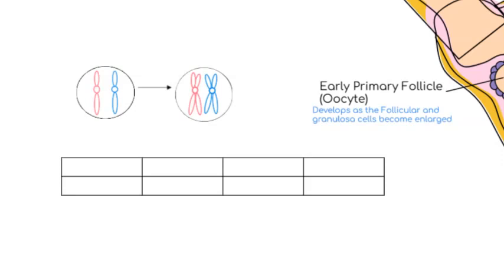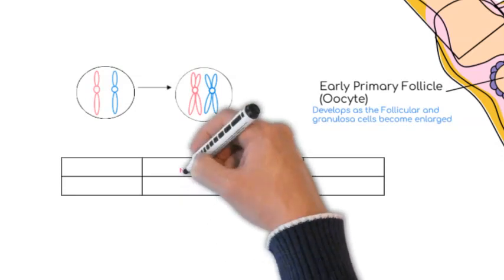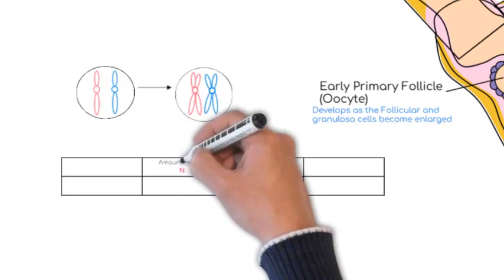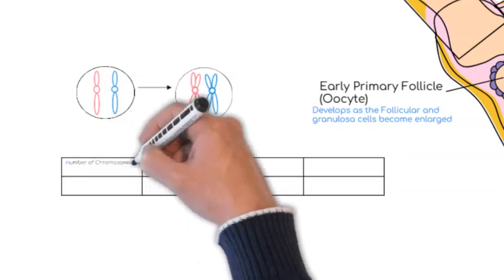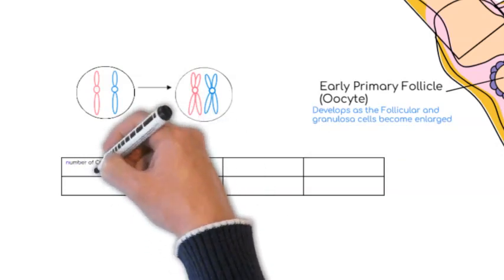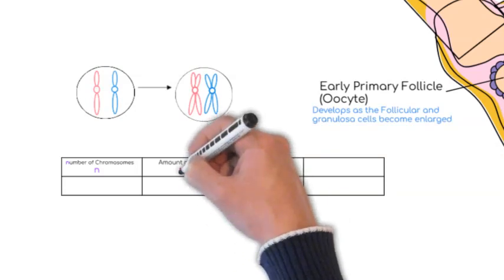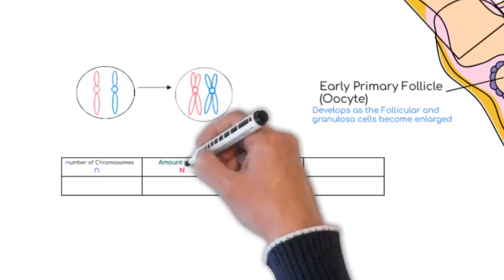Questions so far? So at primary oocyte, prophase 1, DNA is replicated. So now what is the amount of DNA? Amount of DNA is the big N. Before it was 2N, and we've replicated or duplicated, so it would be 4N, 4 big N.